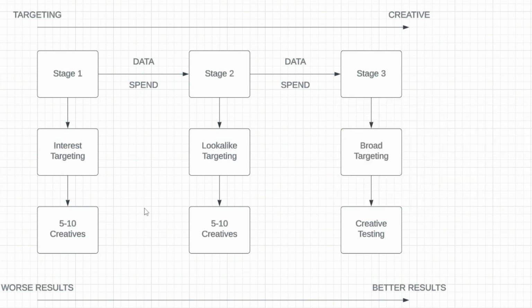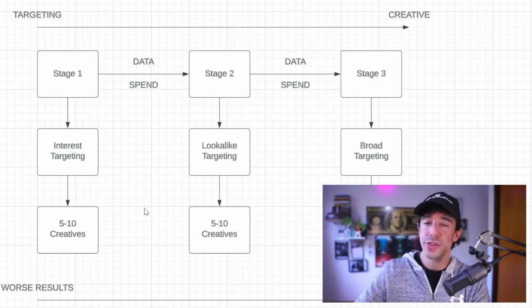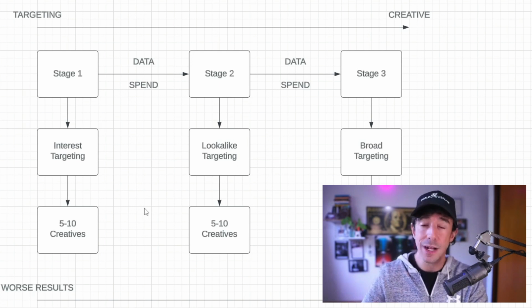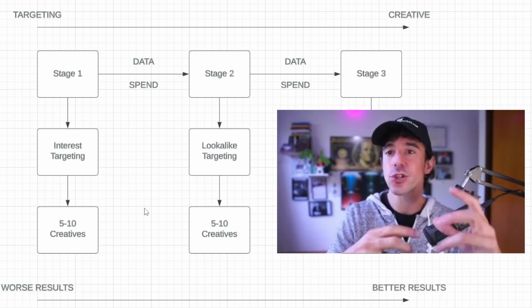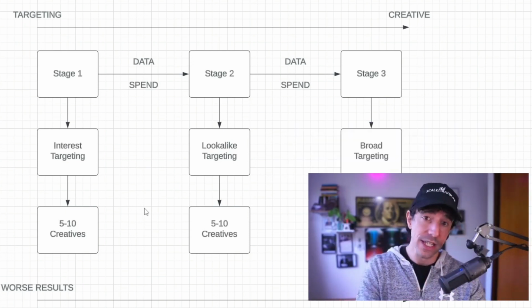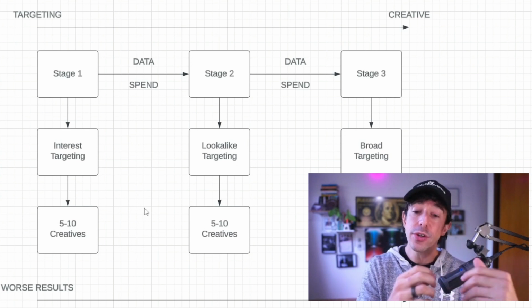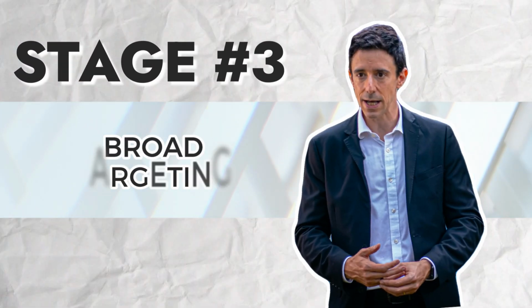And then the third stage is when you have higher budgets, you have a lot of data in the pixel, you have 1,000 purchasers, 2,000 purchasers, maybe 3,000 leads and whatnot. Then at that point, you can start kind of releasing control when it comes to targeting, okay? You can start asking the platforms, in this case Facebook, but it could be any platform, you can start asking that platform to go broader and broader and broader and broader, okay?